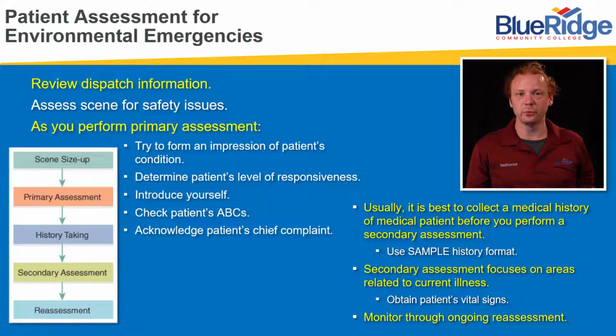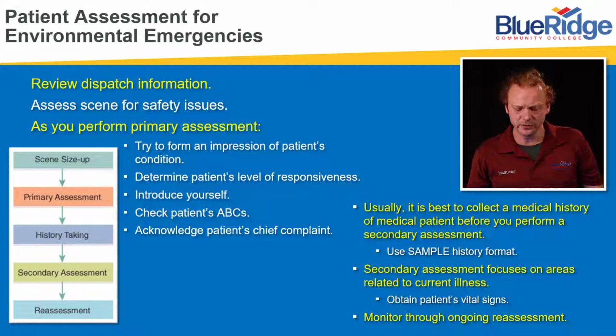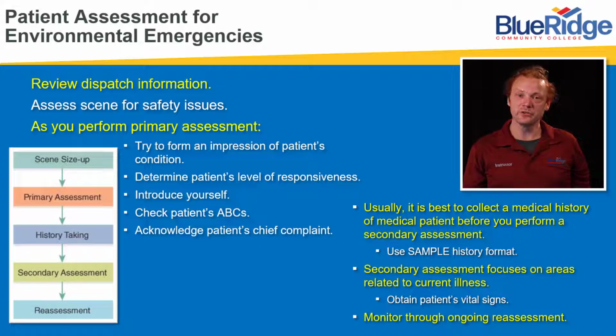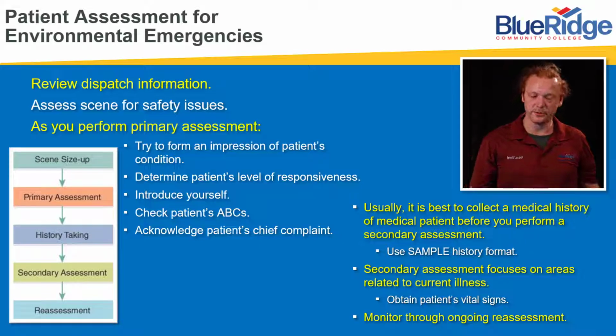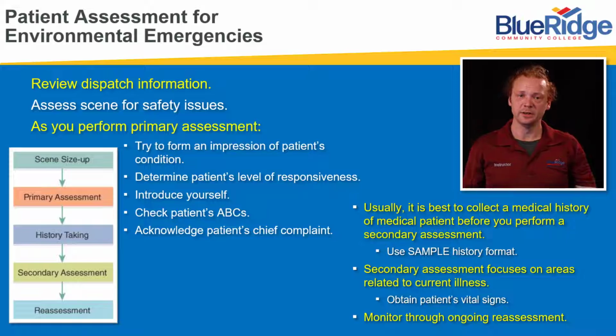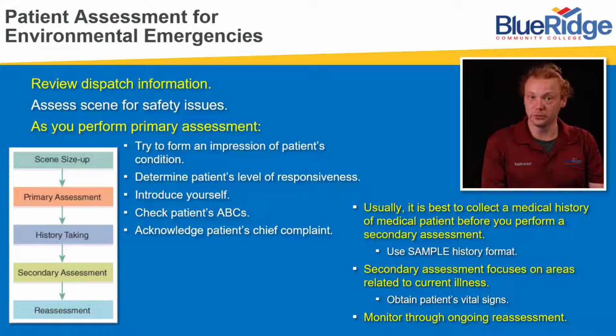And then as you're performing your primary assessment, try to formulate an impression of the patient's condition, determine the patient's level of responsiveness, introduce yourself, assure the presence and quality of airway, or the patency of the airway, breathing status, and then the rate and the quality of their circulation, or their pulse rate. Acknowledge the patient's chief complaint.